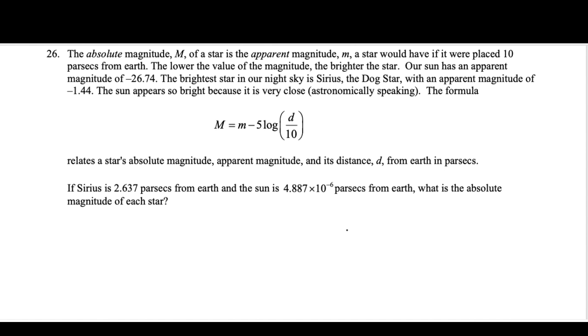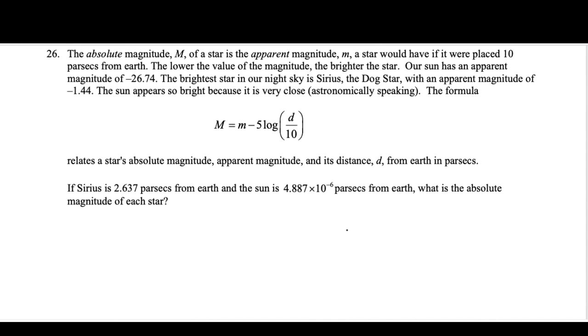Apparent is the observed brightness. Our observed brightness is that our sun is brighter. Absolute would be the fixed magnitude of the stars if they were at a fixed distance from us. The way the magnitude measurements work, the smaller the number, the brighter the star. And so a negative magnitude really corresponds to something that's quite bright.